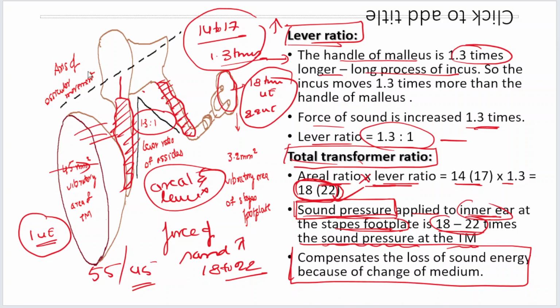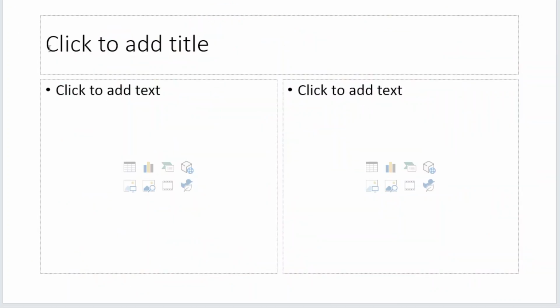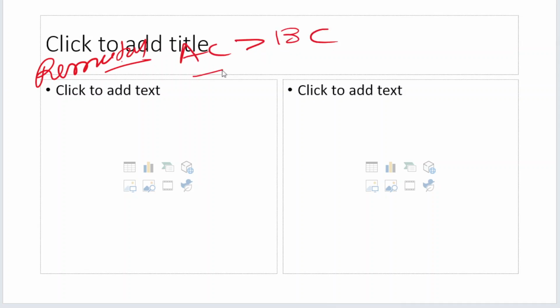Now, this forms the basis of what we call Rinne's test. Okay, what is Rinne's test? Now we will come to that also. We will talk about Rinne's test also. Rinne's test basically says that air conduction in a normal person is better than bone conduction.